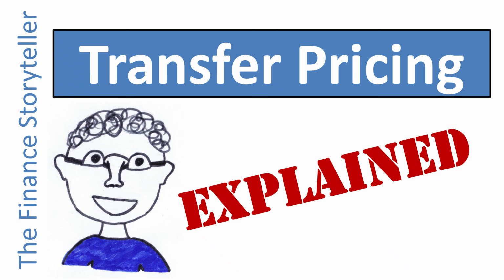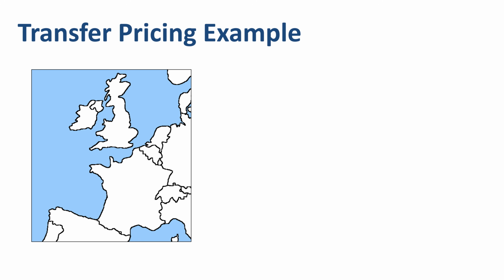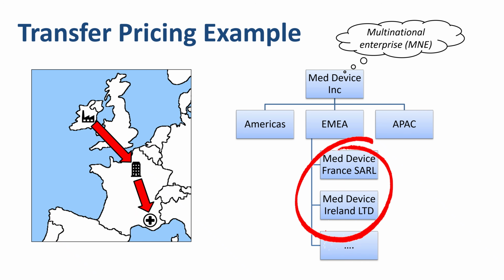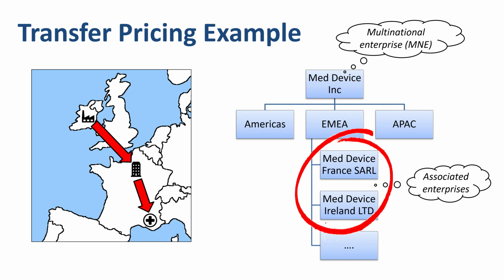Let's illustrate how transfer pricing works through an example of selling goods across national borders. MedDevice Ireland Limited sells medical equipment to MedDevice France SARL, who in turn sells this equipment to a French hospital. Both companies are fully owned by MedDevice Inc., a multinational enterprise or MNE. They are sister companies or associated enterprises.